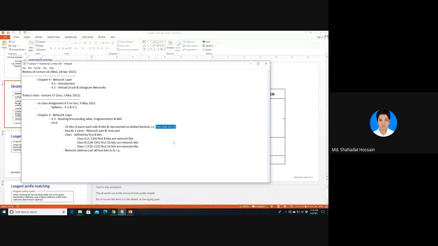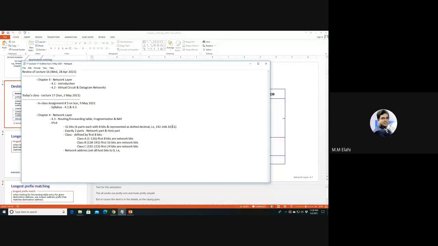192.168.10.11, which class? Class C. Because you need to know the first octet only. So the first octet 192 to 223, class C. If it is class C, how many bits network? 24. So that means 8, 8, 16, 8, 24. So this is the network part.